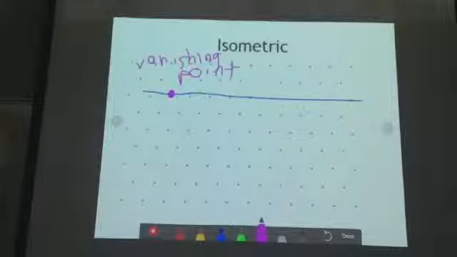Anybody ever seen this isometric dot paper before? Yes, no, maybe so? It's kind of weird, right? Like the dots, they're sort of offset from each other a little bit. They're like at an angle.